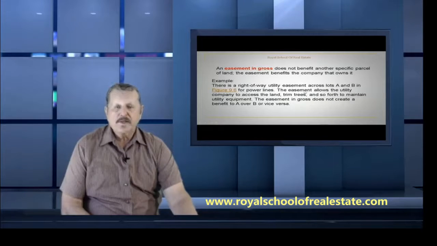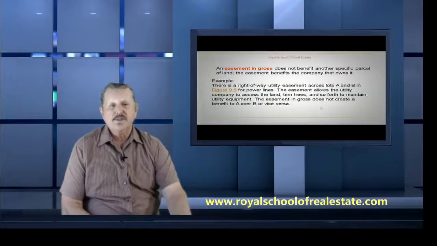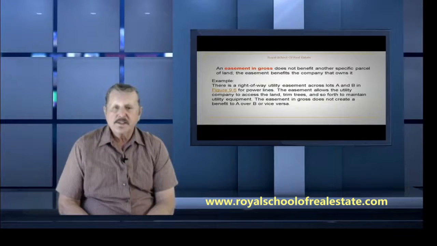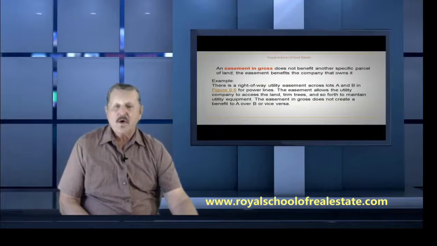An example there is a right-of-way, as we've just seen in the picture, a utility easement across Lot A and B for the power lines. The easement allows the utility company to access the land, trim trees, and so forth to maintain utility equipment. The easement in gross does not create a benefit to A over B or vice versa.